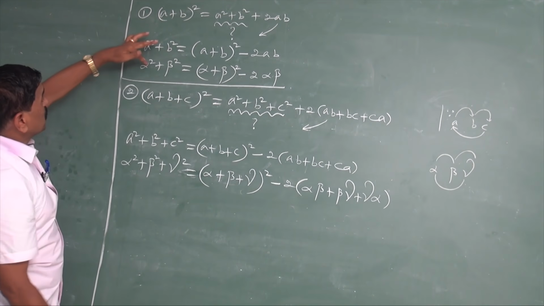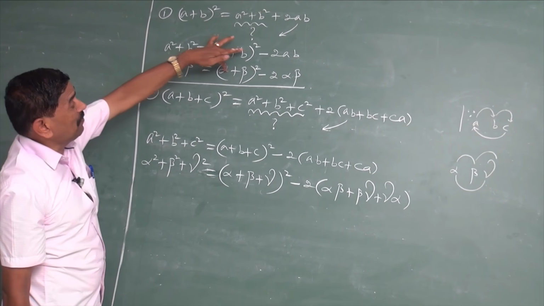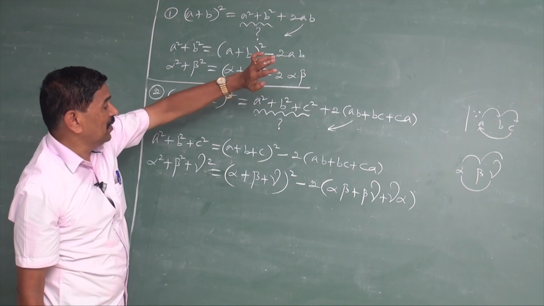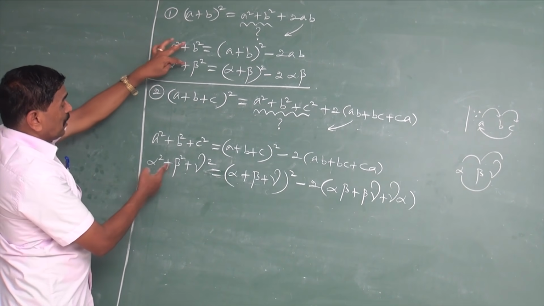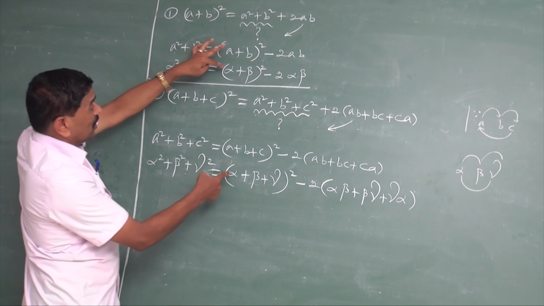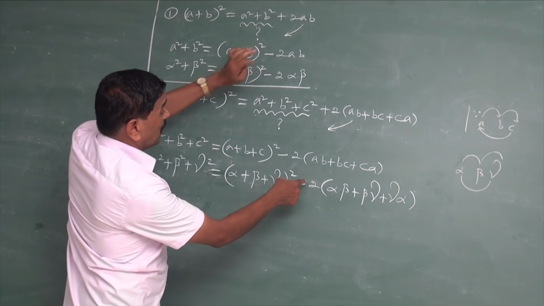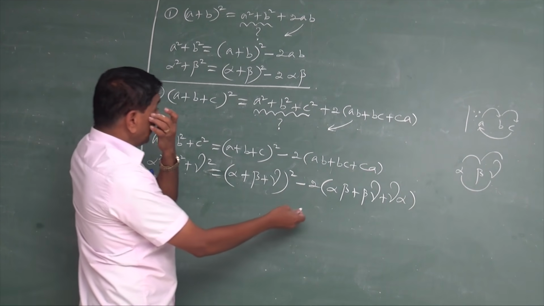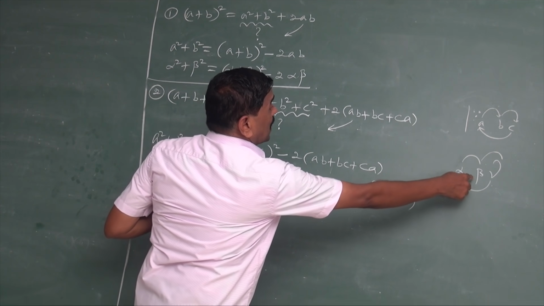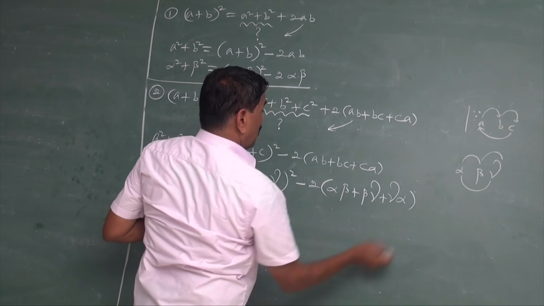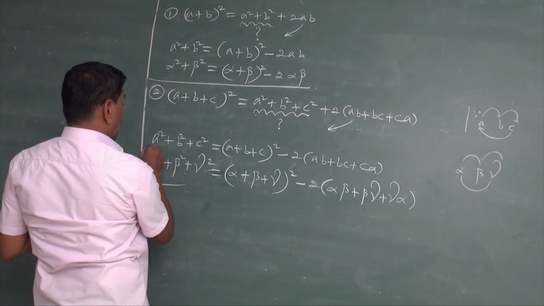Again listen, the first one: alpha square plus beta square equals alpha plus beta the whole square minus 2 alpha beta. Likewise, alpha square plus beta square plus gamma square is equal to alpha plus beta plus gamma the whole square minus twice of alpha beta plus beta gamma plus gamma alpha. Okay, which is the second formula.